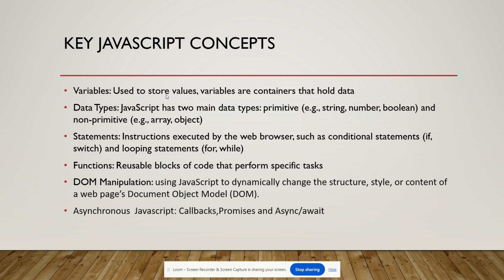DOM manipulation. It is one of the most powerful features of JavaScript. Its ability to interact with the document object model. The DOM is hierarchical structure of an HTML document, and JavaScript allows us to manipulate it dynamically. We use methods like getElementById, querySelector, addEventListener, and many others to update the content, style or structure of a web page.